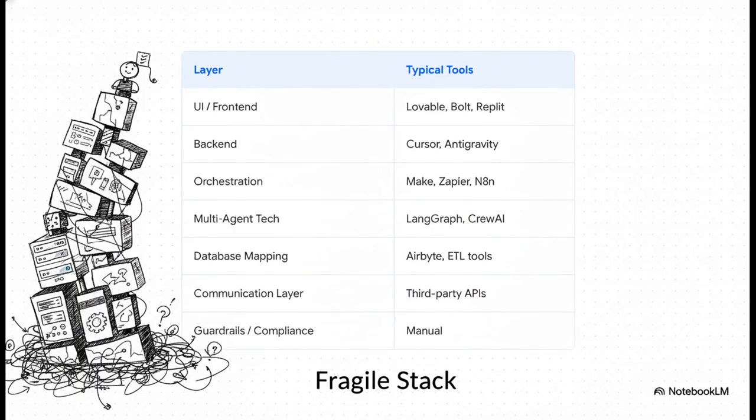So what happens then? Well, users are forced to create this fragile stack. And what's so great about this slide is how it just shows you the chaos. You're grabbing one tool for your UI, another one for the backend, and then you're basically duct taping it all together with orchestration tools like Zapier, separate multi-agent tech, database mappers. Oh, and compliance? Yeah, you're pretty much doing that by hand. It's just this incredibly messy, fragile tower of different technologies.